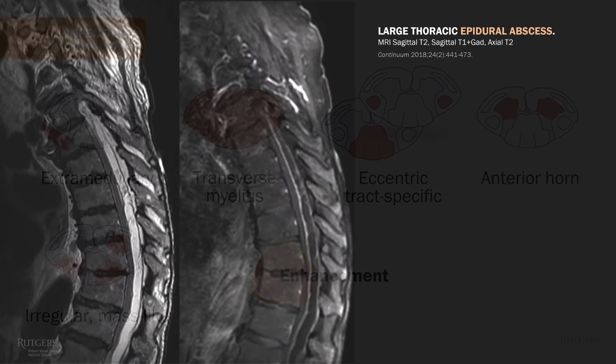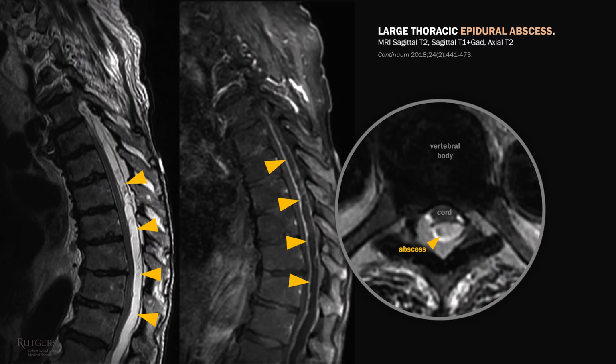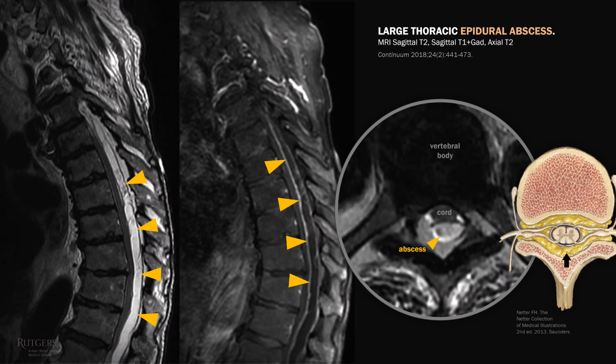Pyogenic organisms love to settle in the epidural space, where there's abundant vascular supply, and this is where you'll find bacterial abscesses. Here is an example of a large thoracic epidural abscess posterior to the cord. It is hyperintense on a sagittal T2 and enhancing on a sagittal T1 with contrast. On an axial T2 image, there is compression of the cord. Here is a cartoon to help you understand this MRI. The arrow is pointing to accumulation of pus in the epidural space. TB and coccidiomycosis can also cause thick inflammatory exudates in the epidural space.